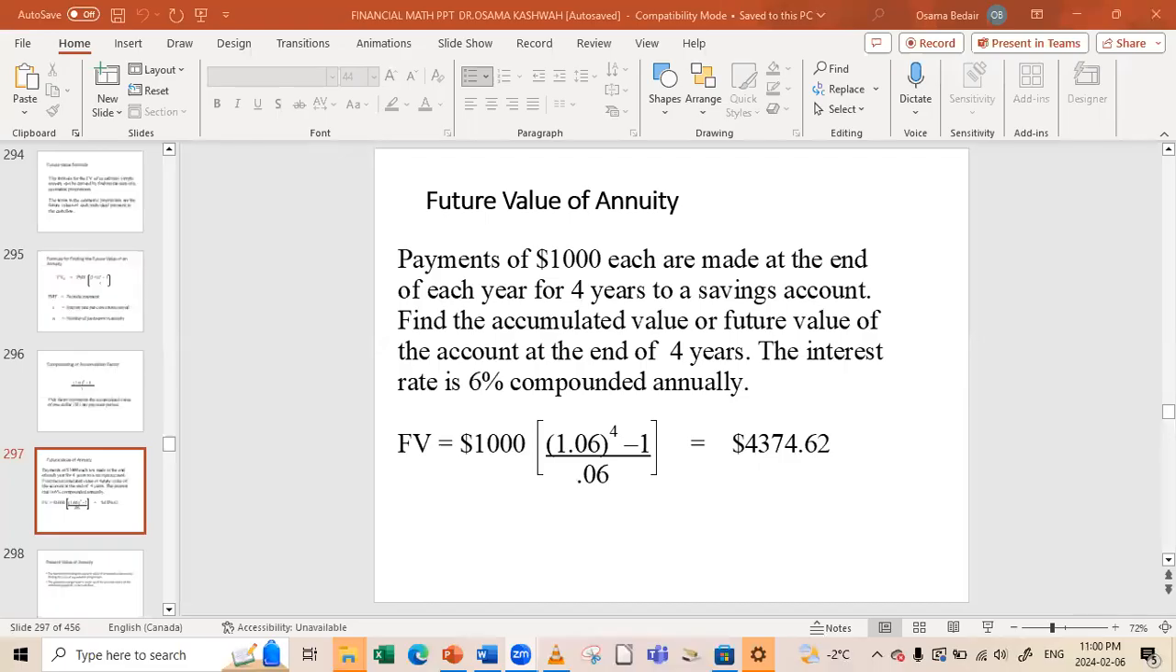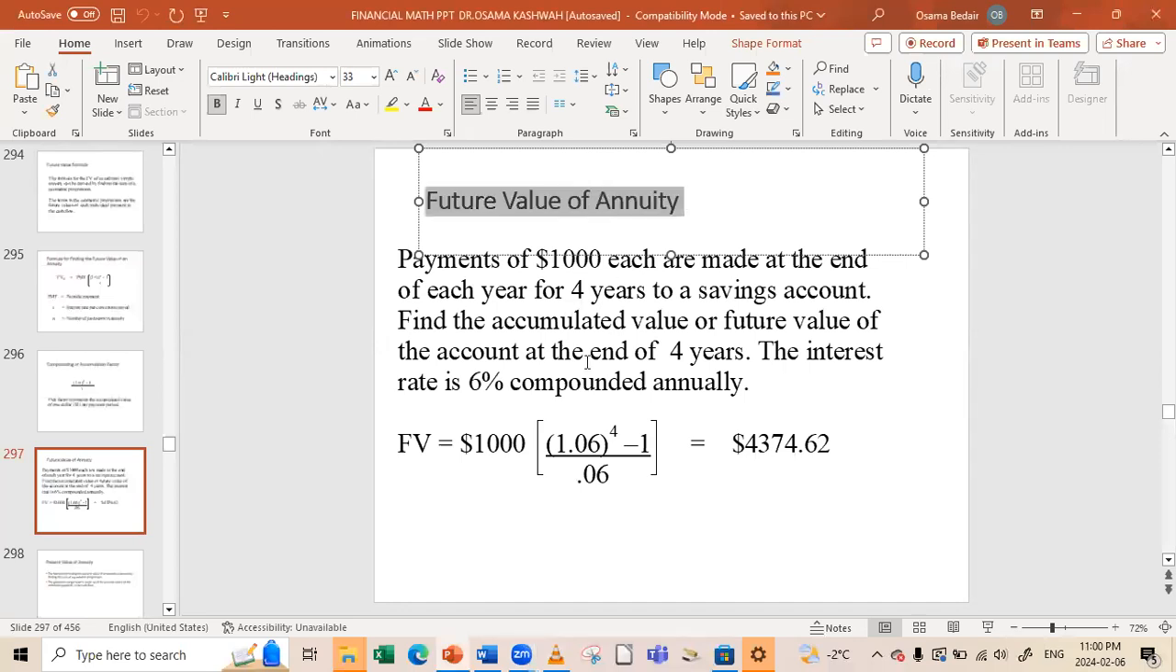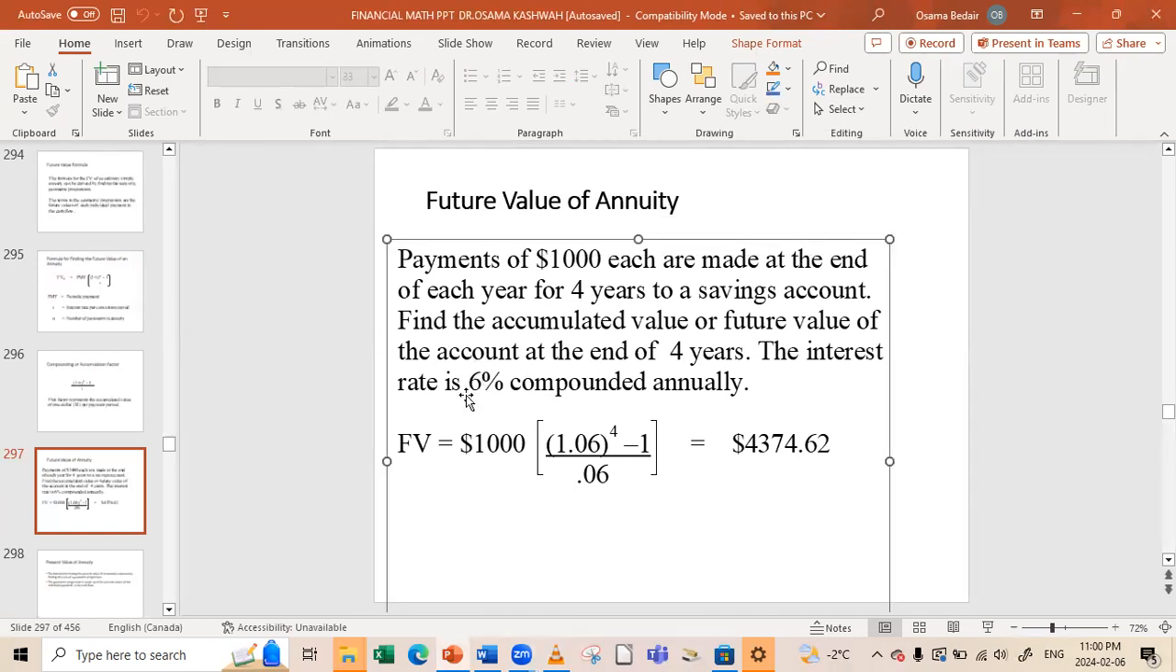Here we have a simple annuity. We need the future value. Future value means the sum of the amount after a particular time. As an example, payments of $1,000 each are made at the end of each year for 4 years. At the end means it's an ordinary annuity. The interest rate is 6% annually.